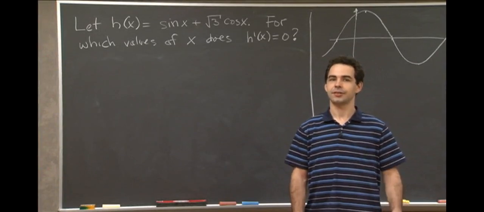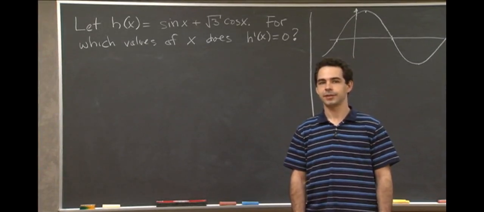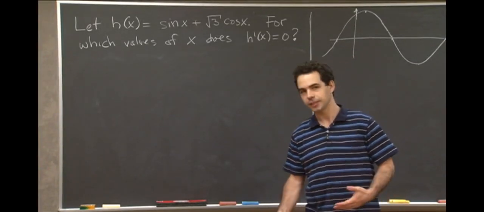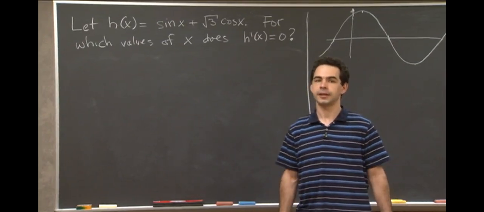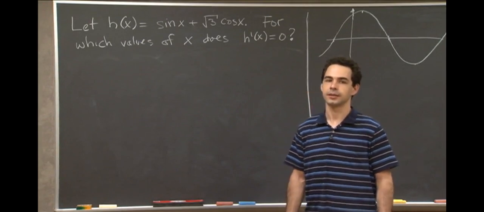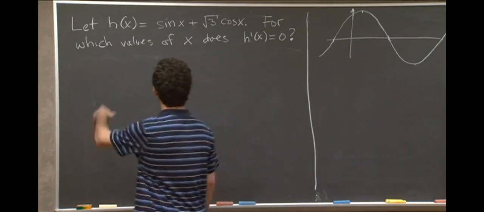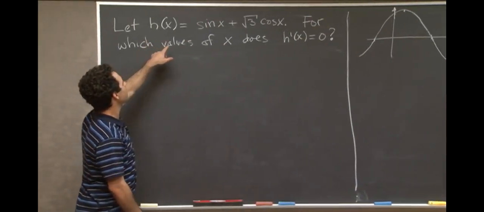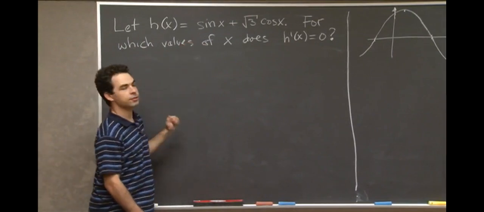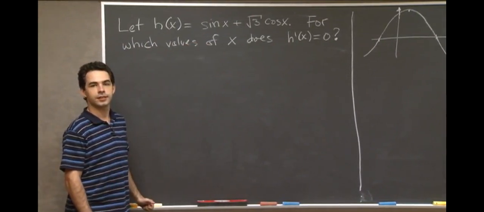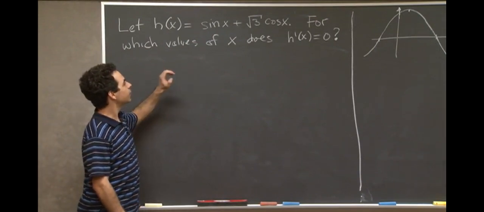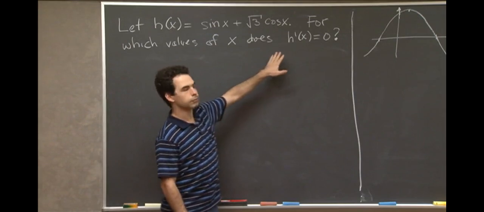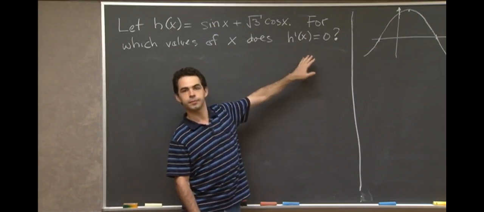In last lecture, we talked about finding the derivatives of trigonometric functions, in particular the sine function and the cosine function. So today, let's do an example of putting that into practice. Here's a function, h of x equals sine of x plus square root of 3 times cosine of x. And I'm asking you to find which values of x have the property that the derivative of h of x is equal to 0.